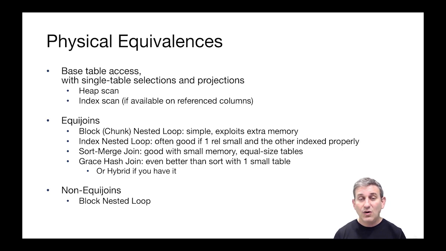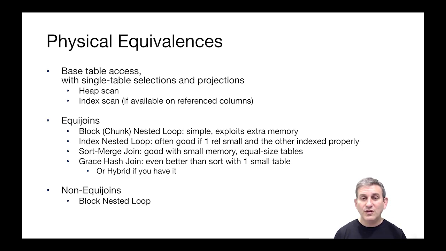For base table accesses, with single table selections and single table projections, we have the choice of using heap scans or index scans, particularly if the index matches the selection predicates and is available on the columns in those predicates. For equijoins, as we know, we have block or chunk nested loops join, which is a simple algorithm. It makes pretty good use of extra memory relative to its friends in the nested loops family. We have index nested loops join, which is often good if one of your tables, the one that we're going to probe with, is small, and the other is indexed on the join columns.